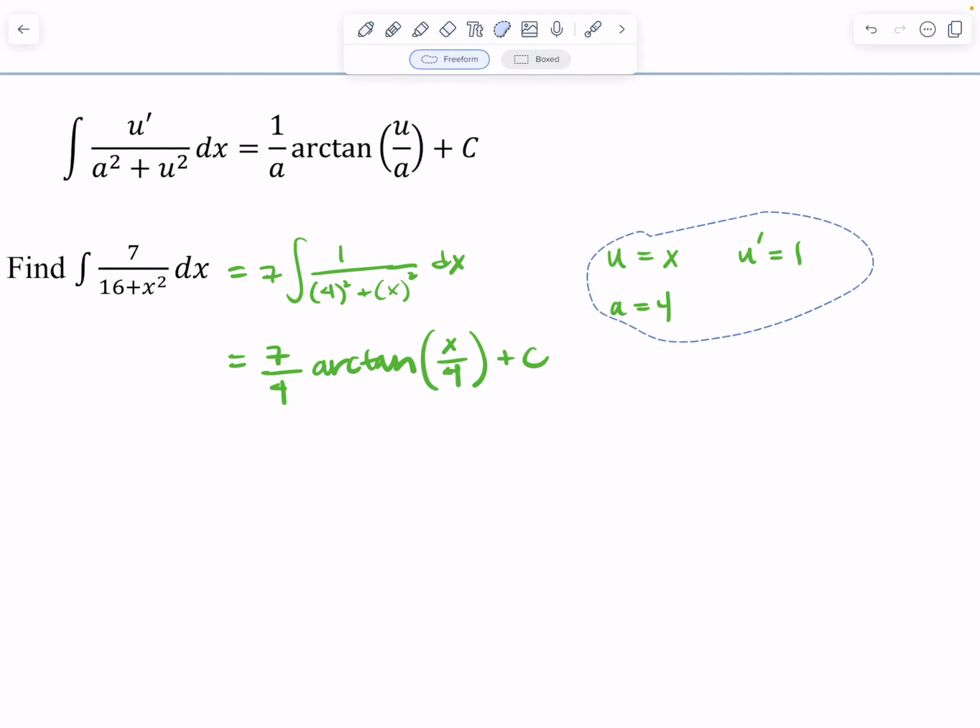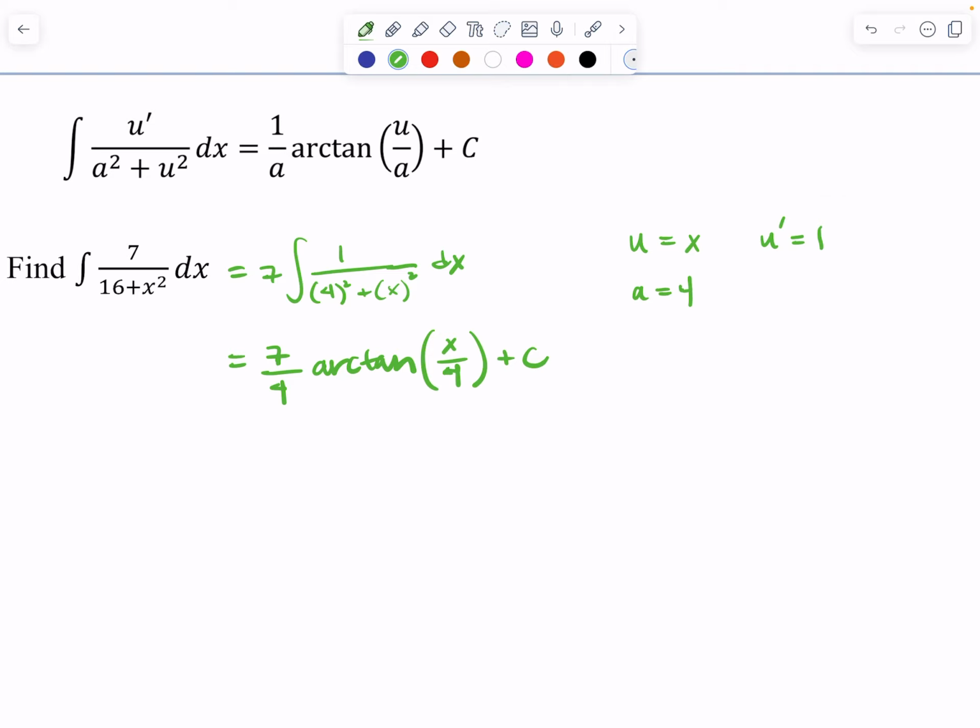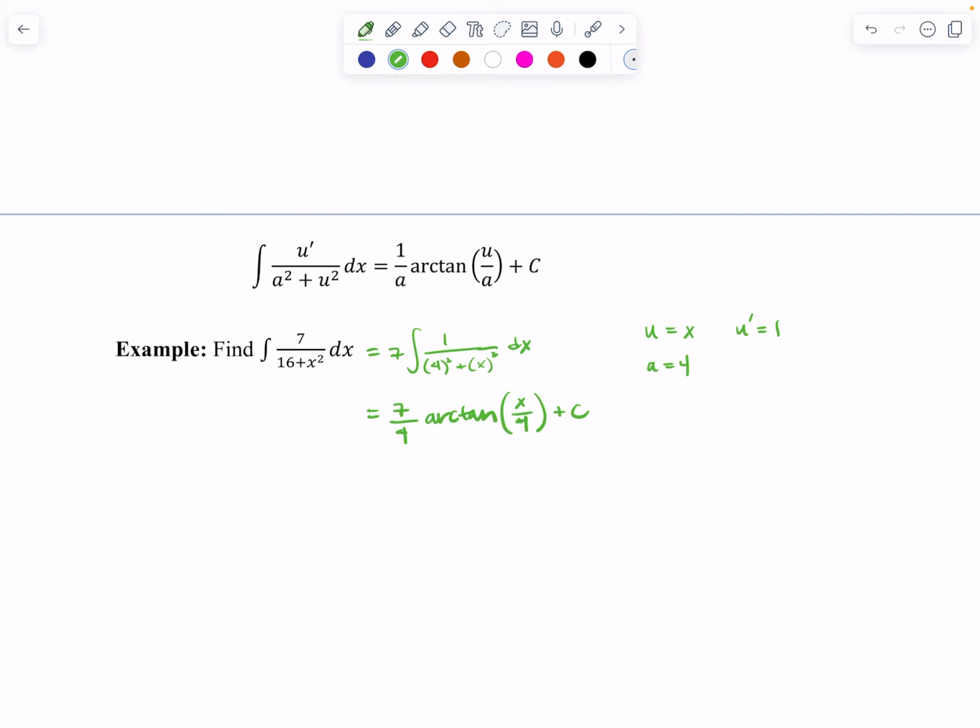Just going to move this. This is like side work for me. And you don't have to write out those values. It just helps me organize my thoughts.